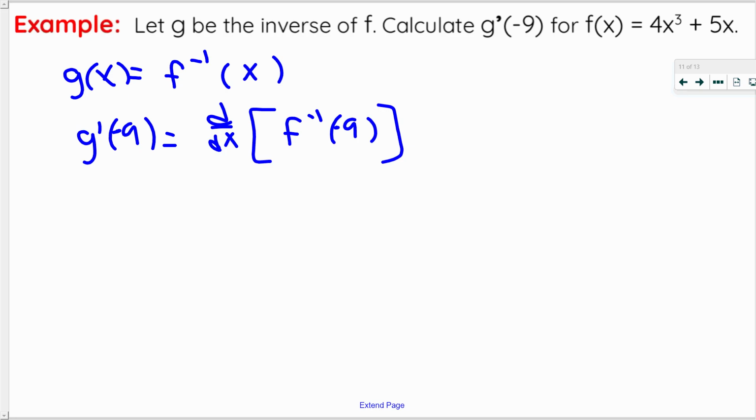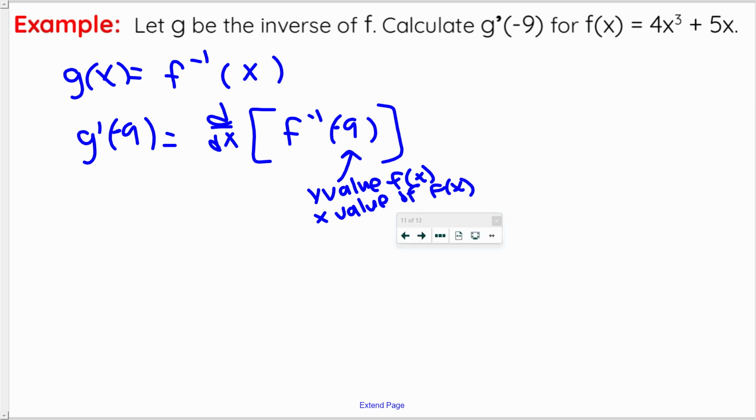Okay, so this is your y value. This is your y value for f of x. I want to know what x value of f of x goes with that. So I'm going to have to do a little bit of work here. Here's my f of x. So this is -9 equals 4x cubed plus 5x.